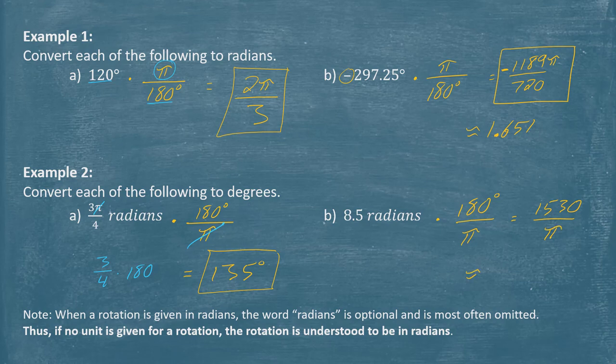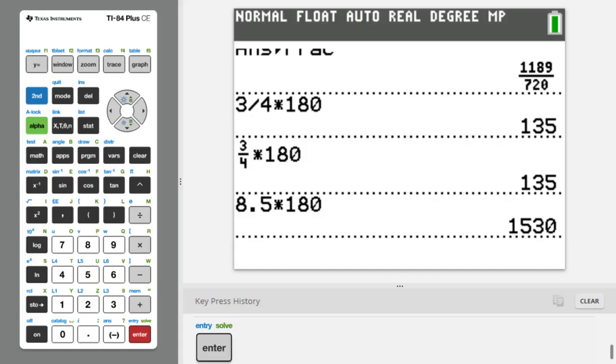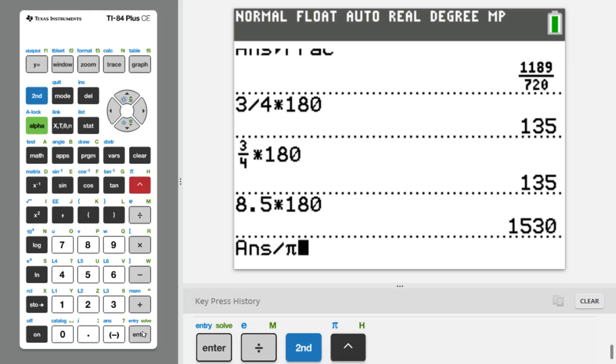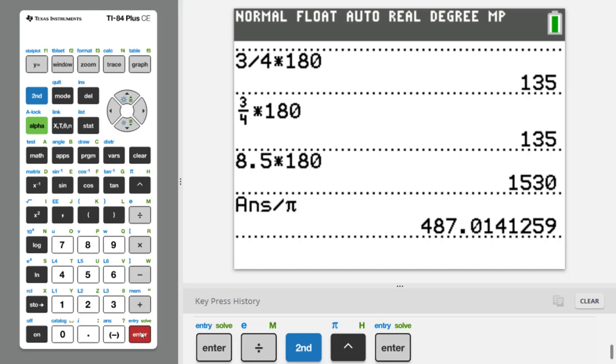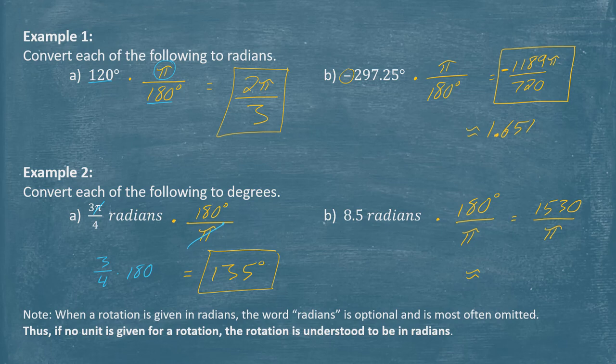Or since it did start in decimal form, we could go ahead and divide by pi. So if I did that really quick, I'll just divide that answer by pi, and pi, as you can see here, is right above the power button. So it's going to be the second of that power button to get that on the screen, and it gives me that it's approximately 487.01. So let's just call that 487.